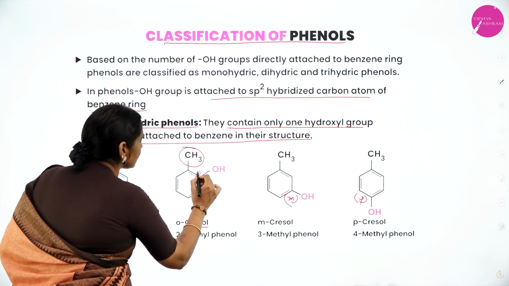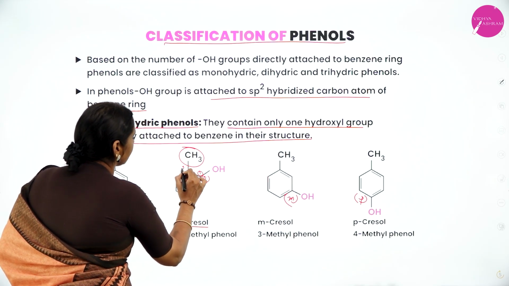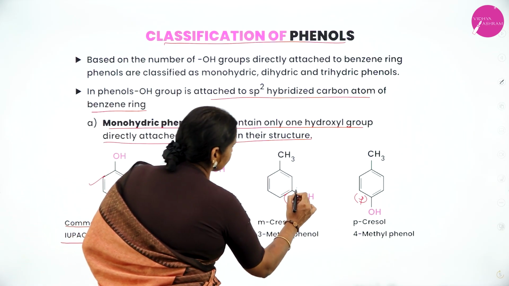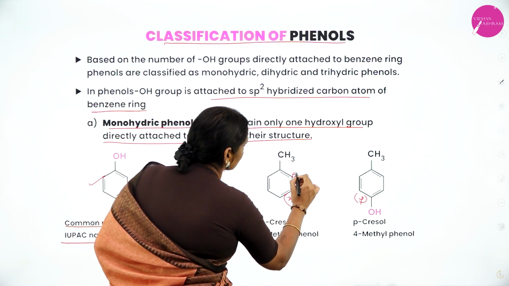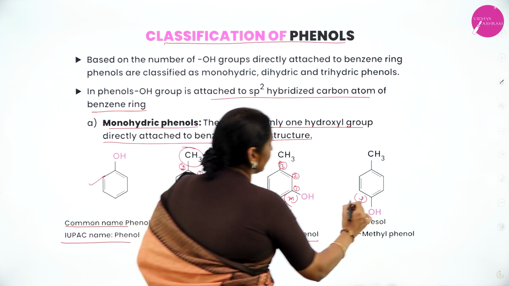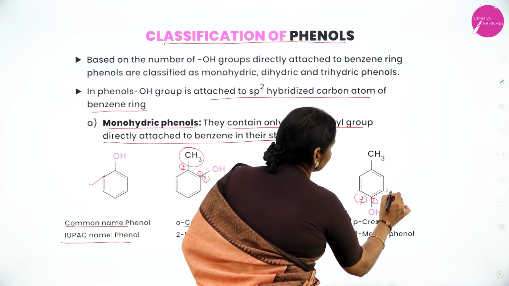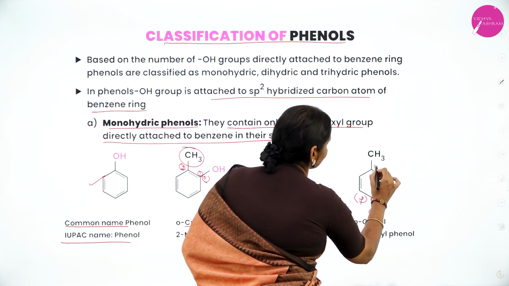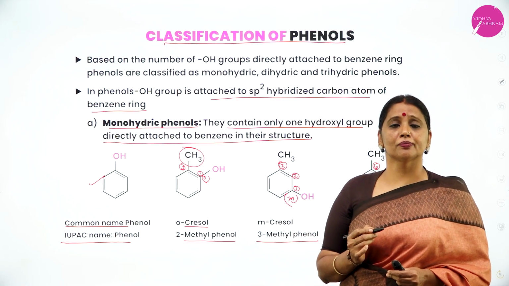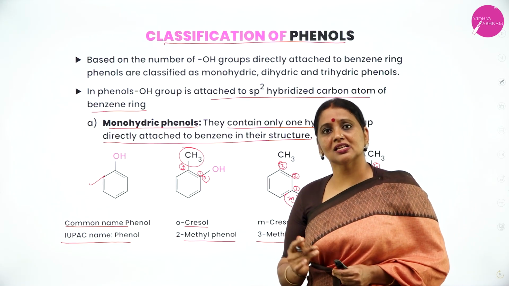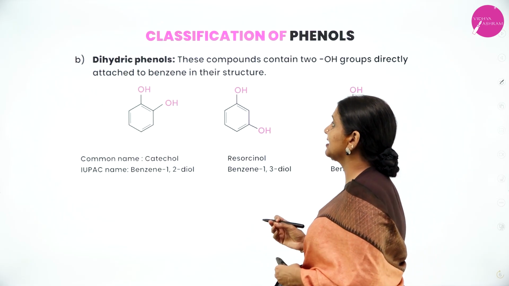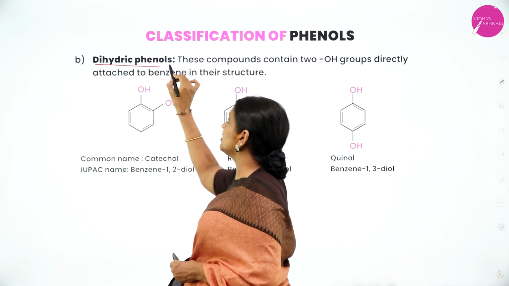If I consider this position as number 1, this is number 2, it is called 2-methyl phenol. Now, this is numbered as 1, this position is 2, this position is 3. It is 3-methyl phenol. If I number the OH group as first position, this is second position, third position as well as fourth position, it is called 4-methyl phenol. Therefore, cresols: orthocresol, metacresol as well as paracresol.